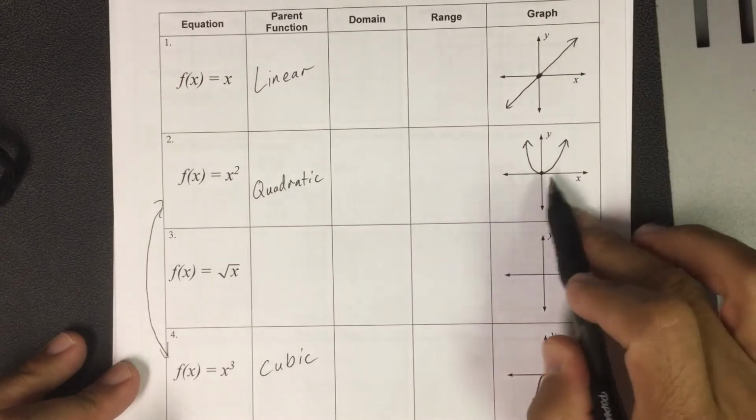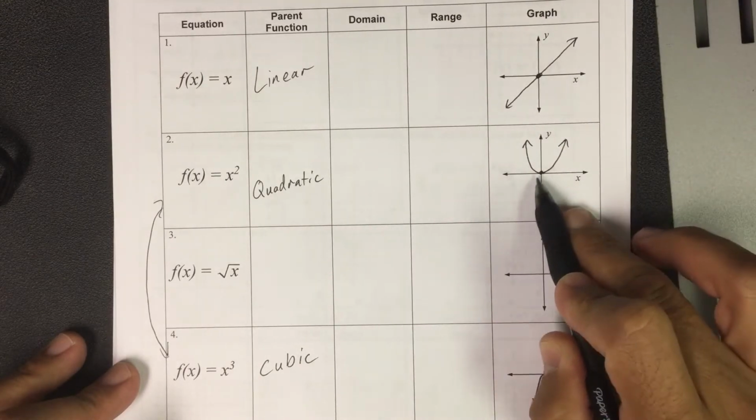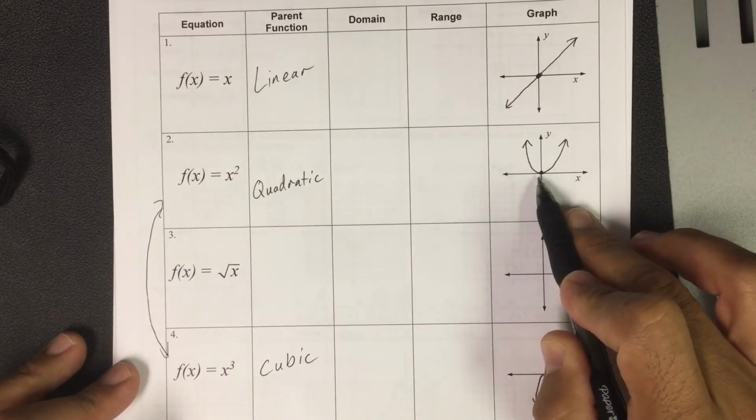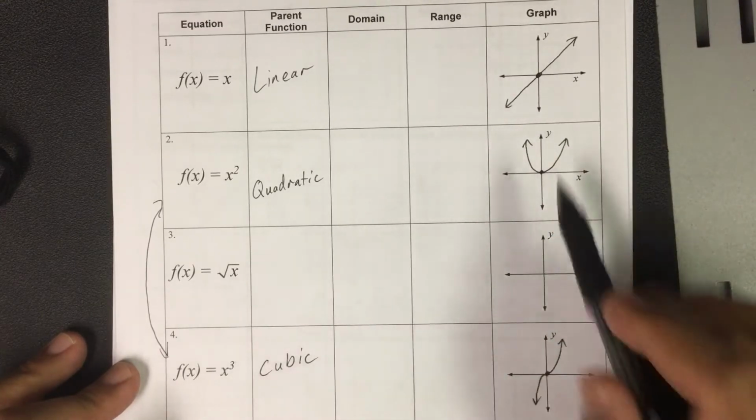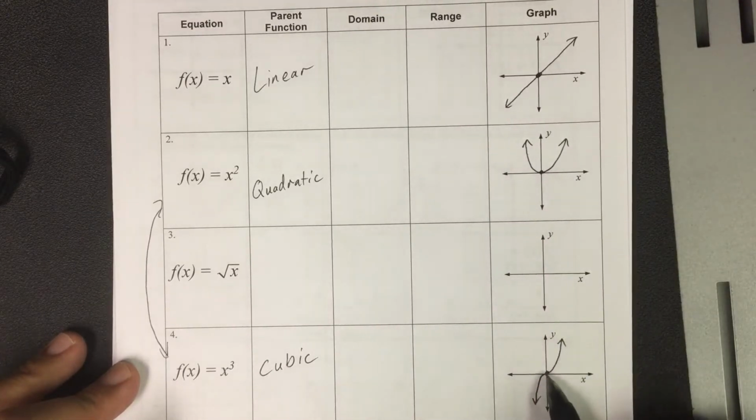Okay? On the quadratic, when I square something, a negative number times itself, that's negative times negative, is positive. But it looks like this, it curves up, but on the negative it goes down.